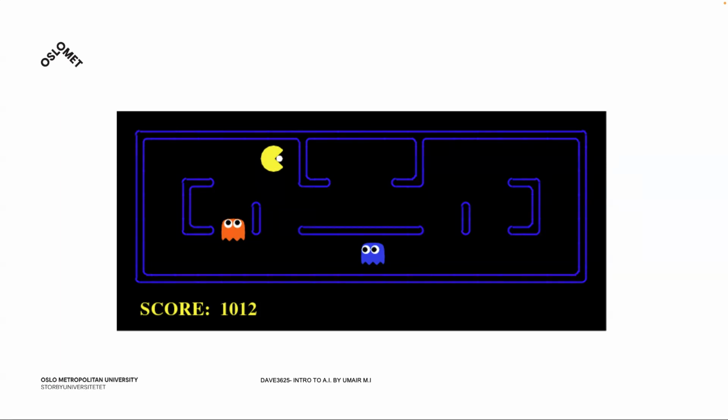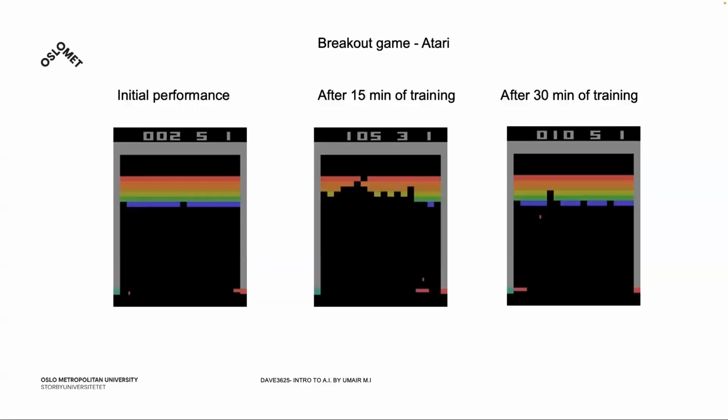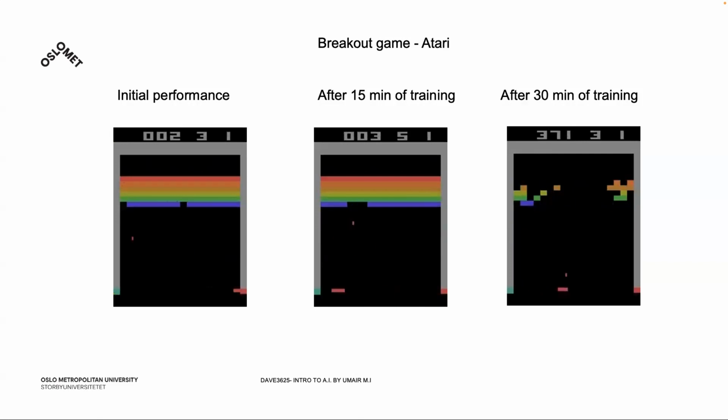Now, why am I showing you these older games? The reason is that these are lightweight games. It's very easy to load them onto your computer, make a simulated environment, and just run an agent on it. You don't have to have a GPU. You don't have to have a very good PC to work with this. They have low graphics and low requirements to actually work with them.